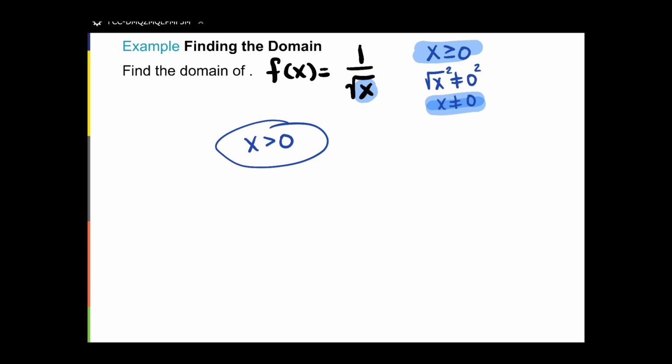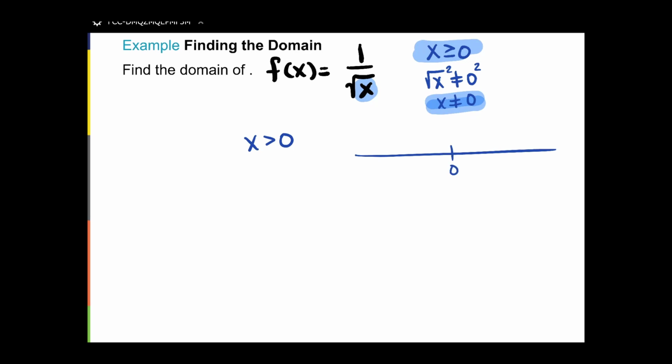So we still need to write this in interval notation. We're saying that it has to be greater than 0, but it can't include 0. So that would be 0 to infinity, and it can't include either one, so you would use parentheses.